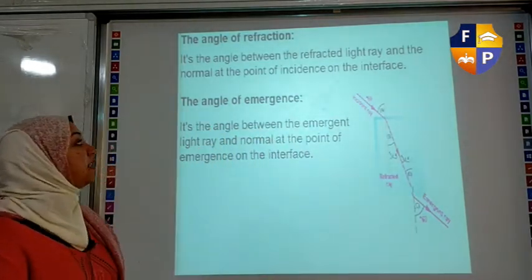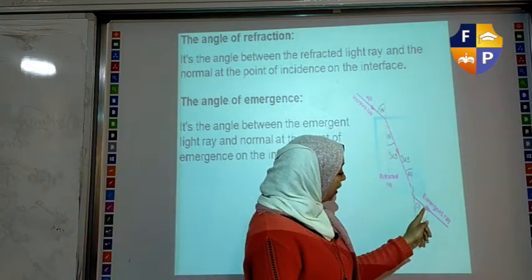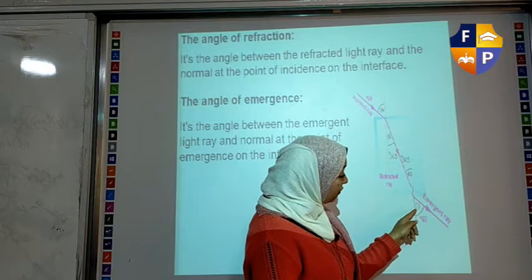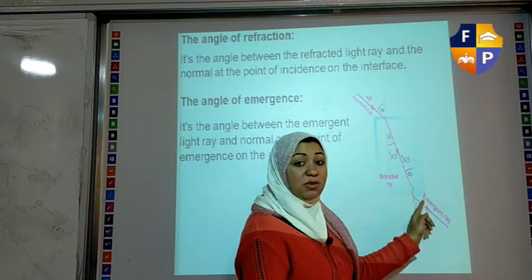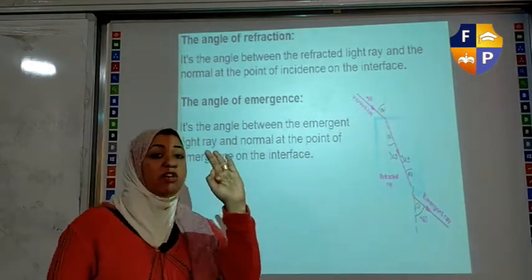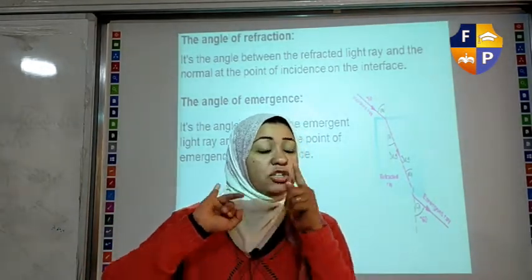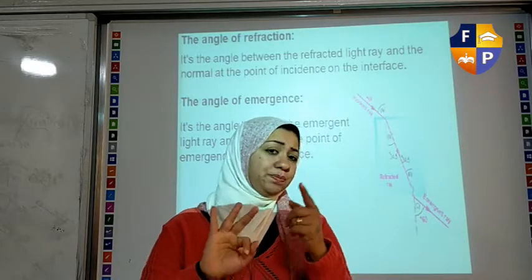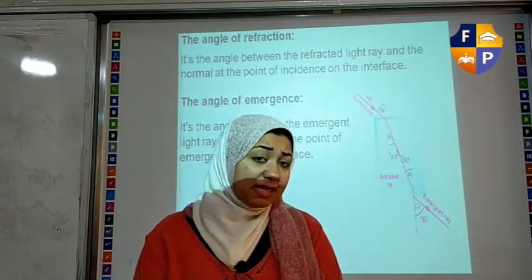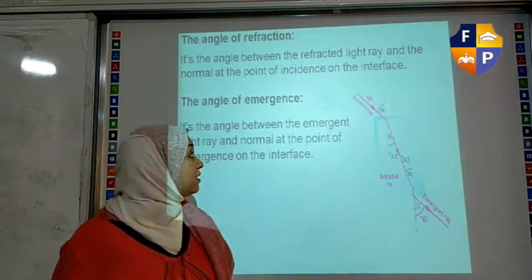And here we have the angle of emergence. What is the angle of emergence? This is the angle of emergence. We found that the angle of emergence is the angle that lies between the emergent light ray and the normal line. So again, in light refraction we have three angles: the angle of incidence, the angle of refraction, and the angle of emergence. Let's continue.